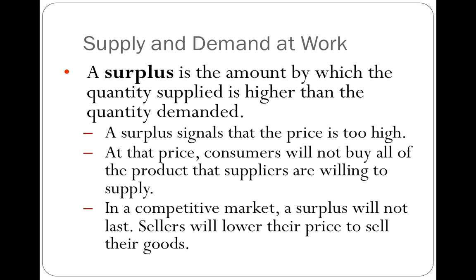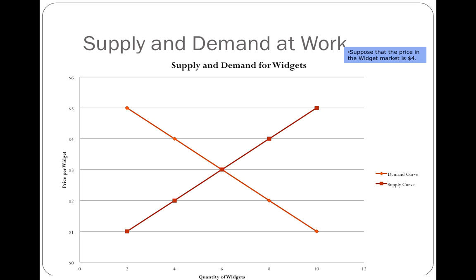And so what producers will do is drop the price. Consumers will not buy all of that. In a competitive market, a surplus will not last. So like I said, the sellers will lower that price to decrease the surplus. We're going to suppose that the widget, whatever the item is that you want to imagine, that you would buy or sell, is at $4.